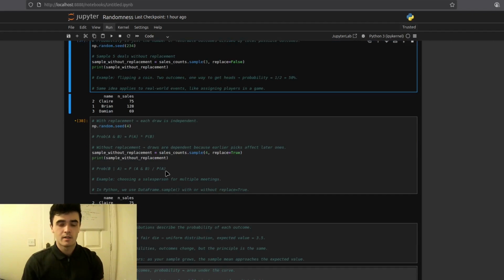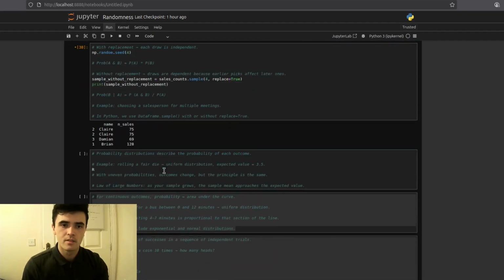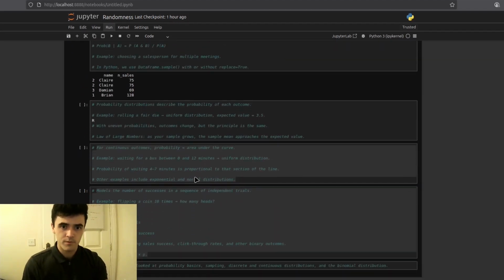So another thing I want to talk about is probability distributions. Probability distributions describe the probability of an outcome. I mentioned earlier how probabilities are meant to sum to 1. The sum of probabilities being equal to 1 is indicative of the area under your probability distribution equaling 1 as well.